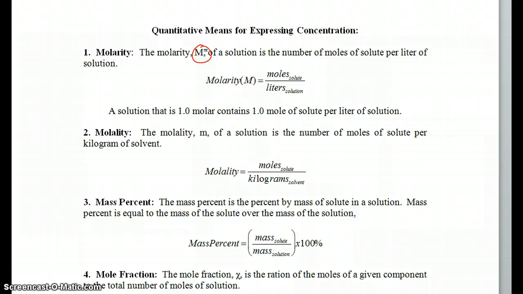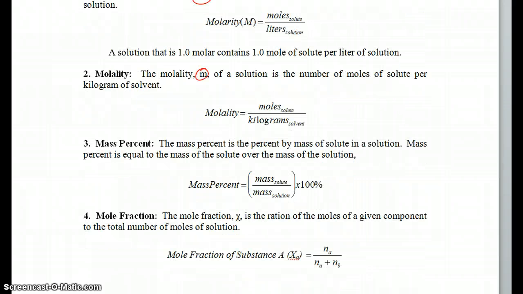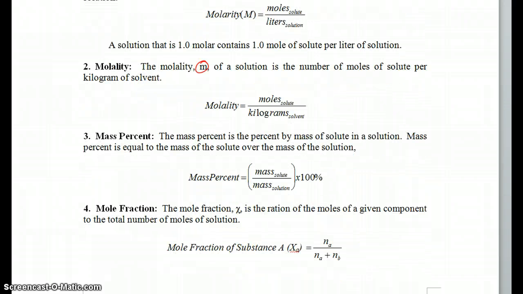Okay, and then molality is slightly different. We use it less. It's little m, and that is the moles of solute. So we still have the same numerator, and then the denominator this time is kilograms of solvent. Okay, and then the third type of concentration that we can calculate is mass percent. So the mass of the solute divided by the mass of the entire solution equals 100%.